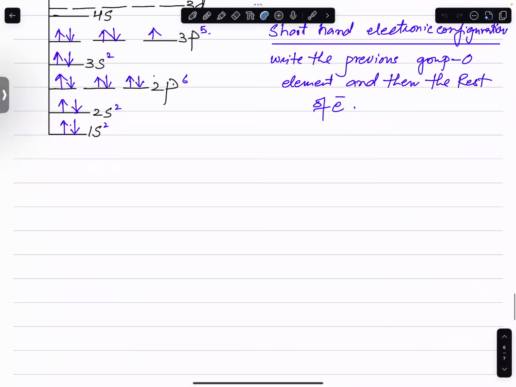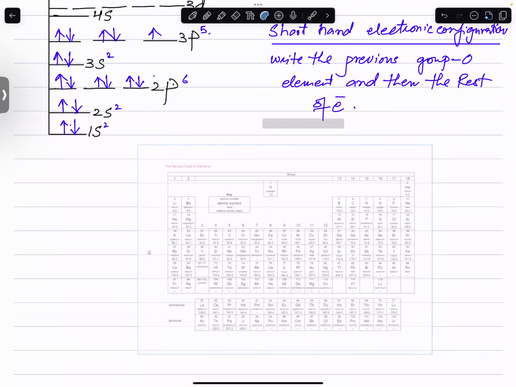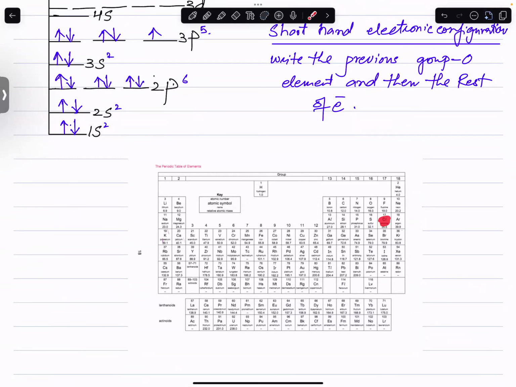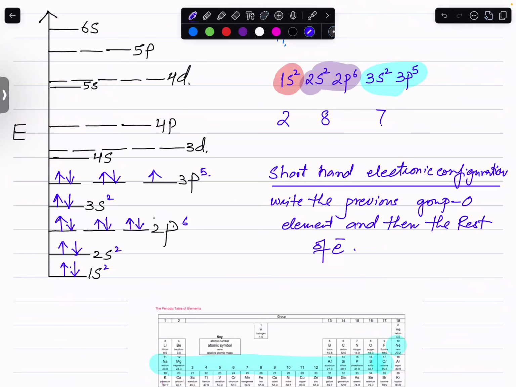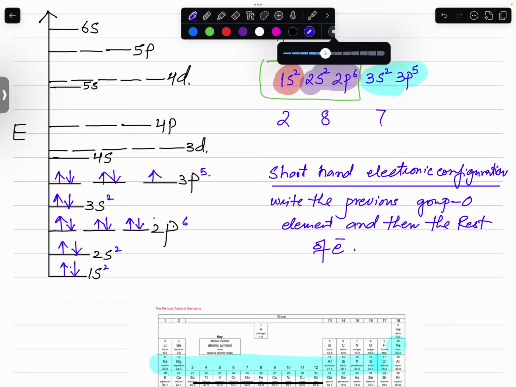Look, this is chlorine. So which one is the previous group 0? Neon. Look, this is chlorine, and the previous group 0 is neon. How many electrons are in the neon? 10. So look, is this equal to neon? Yes, 10. So the shorthand electronic configuration is what?